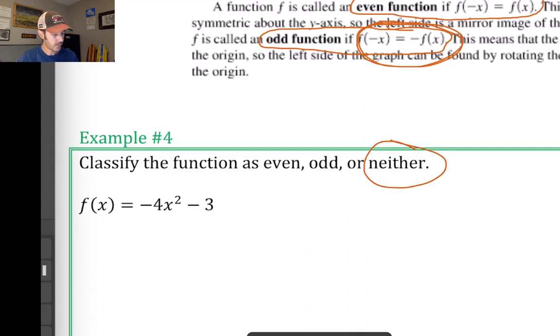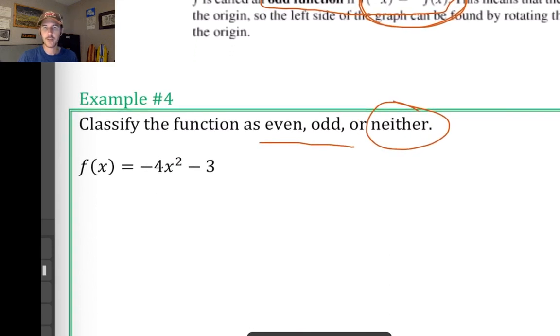Alright, so let's try this one. I always do these in this order as far as doing my testing, so let's see if this function is even. Oh, I should note, your function is not going to be even and odd. Could a function be even and odd?